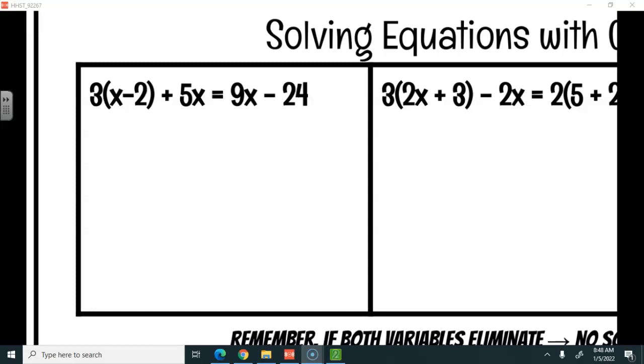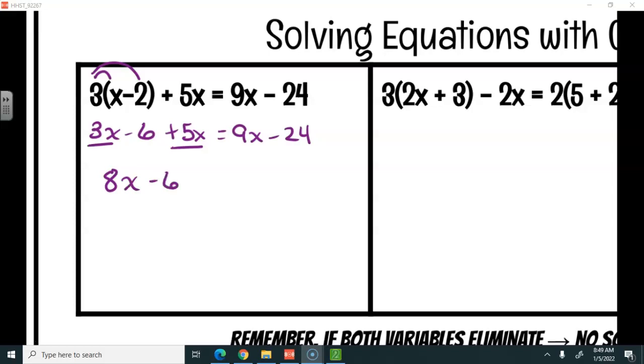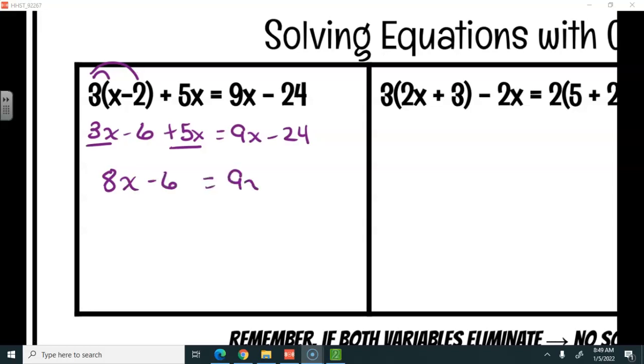And remember, when you have parentheses, you want to do those first. So you're going to distribute that 3. So you get 3x minus 6. Then we're going to bring the 5x down. And so we have that. Before we continue, we want to combine like terms on each side. So we have 3x plus 5x, which is 8x, and then the minus 6. On this side, on the right side, we don't have like terms.